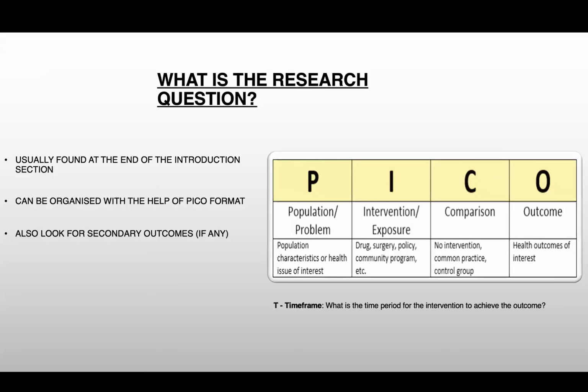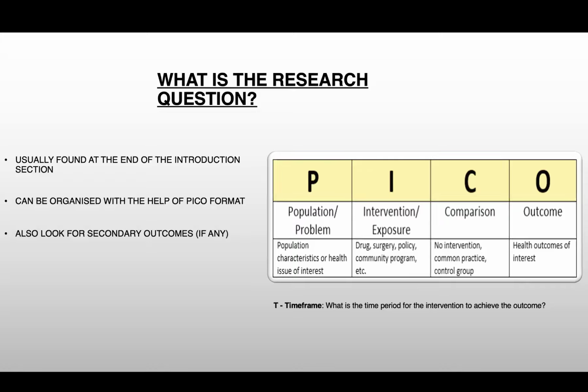So coming to the first question, what is the research question? Usually when you read an RCT or a research paper, it will be given at the end of the introduction section. It can be organized with the help of the PICOT format. So what is PICOT? P stands for population or the problem. That is the population characteristics or health issue of interest. Intervention or exposure is I, where it can be a drug, surgery, policy. C is comparison, where it can be a placebo, or another drug.